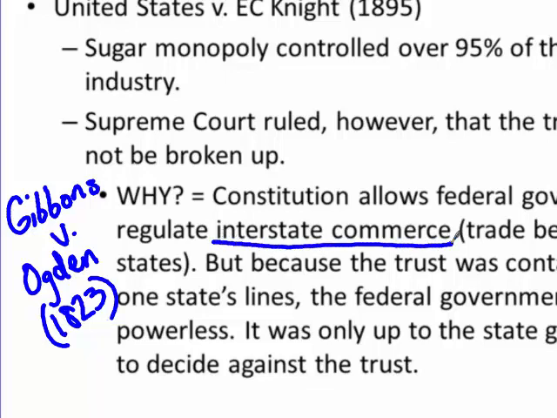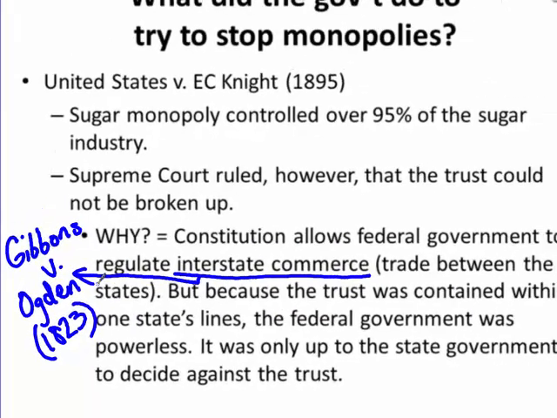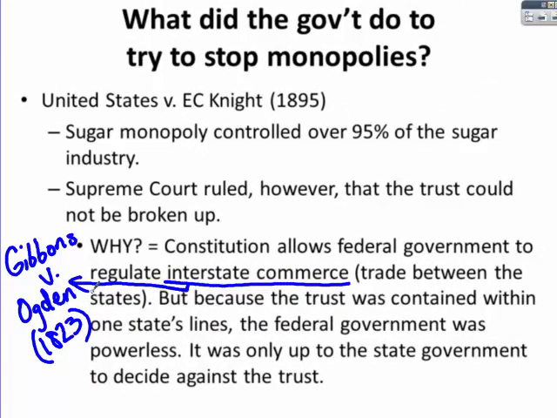So the first time you have seen this term and learned this term was when we learned Gibbs versus Ogden early in the year. This was a Marshall Court decision. But in this case of U.S. versus E.C. Knight, it is the exact opposite, because the trust is contained within one state's lines, and that is the state of Florida. The federal government is powerless because it is not interstate commerce, rather it is intrastate commerce.